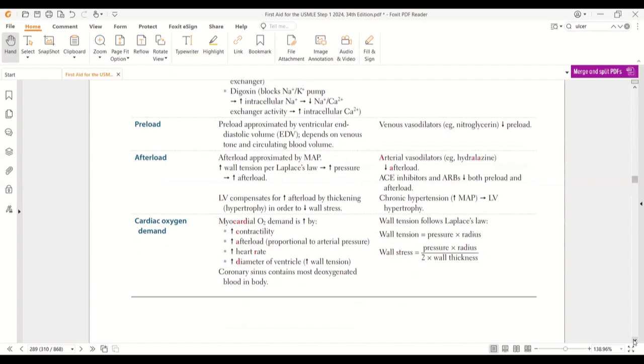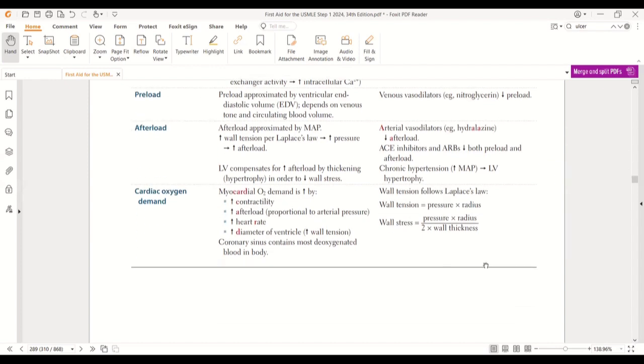Okay. So cardiac oxygen demand. Cardiac oxygen demand is increased by which factors? These are CARD, the mnemonic of CARD. C for contractility, A for afterload, R for rate, and D for increased diameter of the ventricle, increased wall tension.